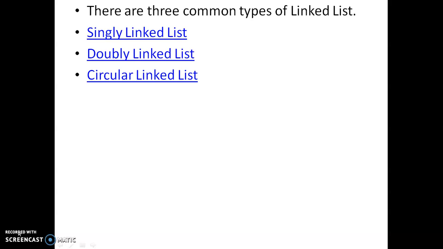The common types of linked list are four types. Single and double linked list. In circular, you can create it for both the single linked list and the double linked list. See once again, this is a linked list, with a small example.